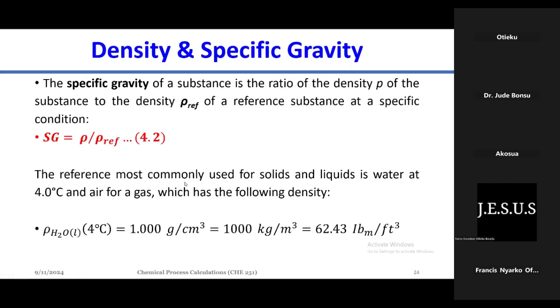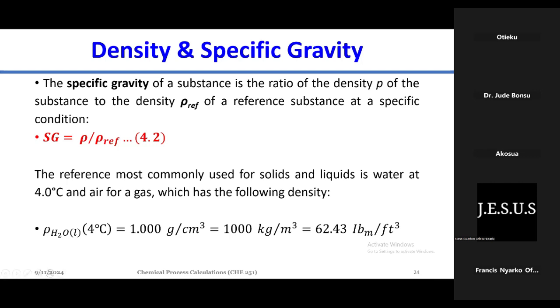Let's talk about specific gravity. It's the ratio of the density of the substance to the density of a reference substance. Mostly we use water as our reference substance. So when we talk about specific gravity of any substance, it's just the density of that substance to the density of water. When you divide both, what you get becomes the specific gravity of that material. But for gases, we use air, and for liquids, we use water as a reference. If it is a gas, you use air as the reference, and if it is a liquid, you use water as a reference.